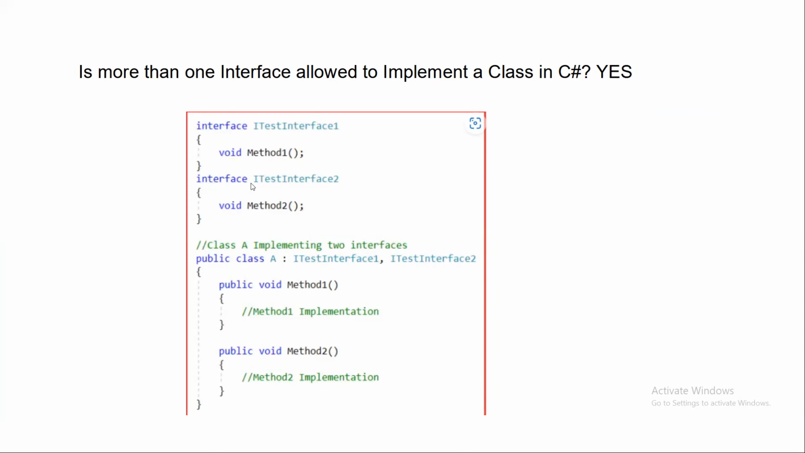Okay, now another interface, again an abstract method. In my public class, I'm trying to implement these two interfaces here: public class A, interface 1 comma interface 2. Since you are trying to inherit interface 1 and 2 in your class, it is your responsibility to write the implementation part here for method 1 and method 2. So is more than one interface allowed to be implemented by a class? The answer is yes.